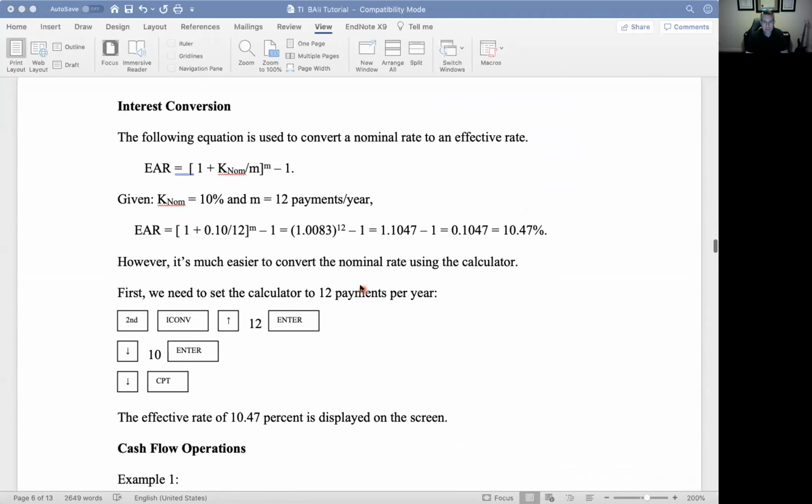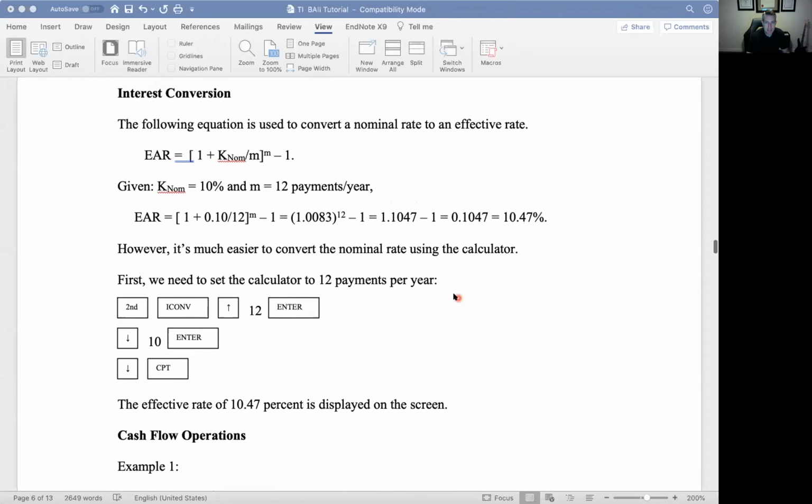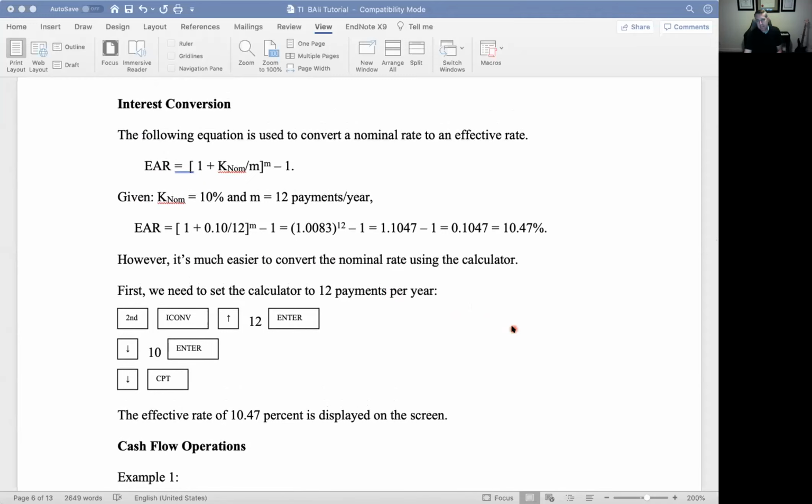Okay, so interest conversions. We will need to get to this. I'm trying to remember if this is on this exam. I apologize. I know we have it for this class. We will do an effective annual rate calculation. I think we do have it on this exam. So let's practice this. There are many different reasons why we would need to calculate the effective annual rate. We can use a formula if we want to. Here's the formula: 1 plus K nominal divided by M to the M, minus 1. This can be a little complicated, or we can use our calculator.